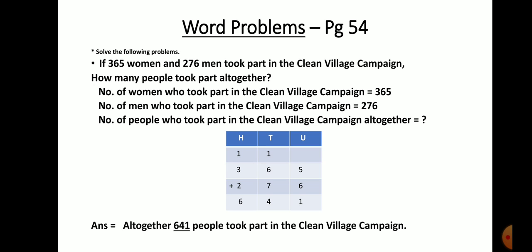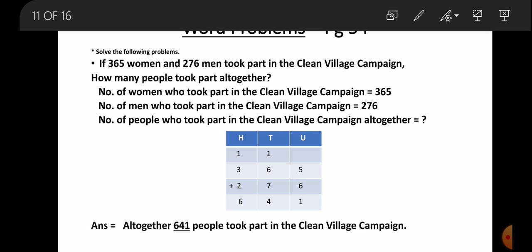Number 1. If 365 women and 276 men took part in the Clean Village campaign, how many people took part altogether? First, we will mention the number of women, then men, and then the number of people altogether. So the first statement will be the number of women who took part in the Clean Village campaign, the number of men who took part in the Clean Village campaign, and the number of people who took part in the Clean Village campaign altogether. Now boys, this word altogether tells you that it is a plus, addition sum.